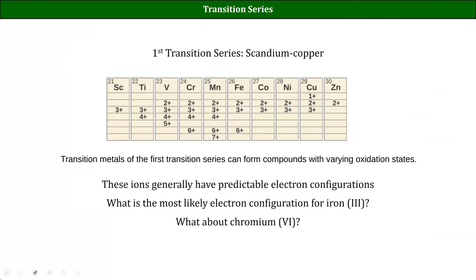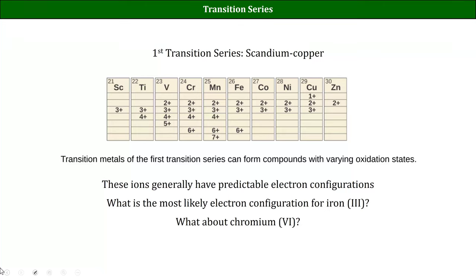Those properties wind up being really interesting, one of which is that you can have more than one possible charge on a lot of these. They also tend to be more stable as ions than as metals. We know these charges and we know a little bit about doing electron configurations, so it's not too hard to understand why certain ions are favored.